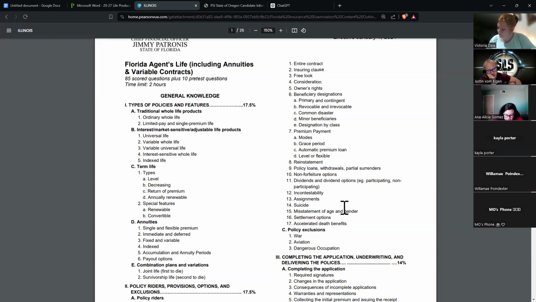Settlement options is for the death benefit. So the most common one is just a chunk of money, right? Like you get money when the insured dies, the beneficiary gets a chunk of cash. But there's other things that can be done too.